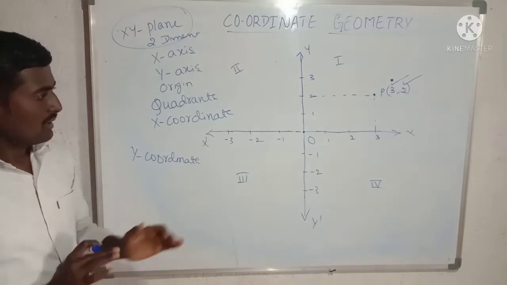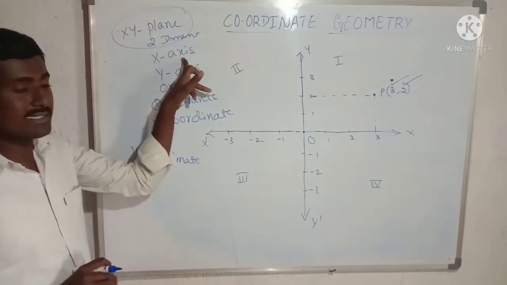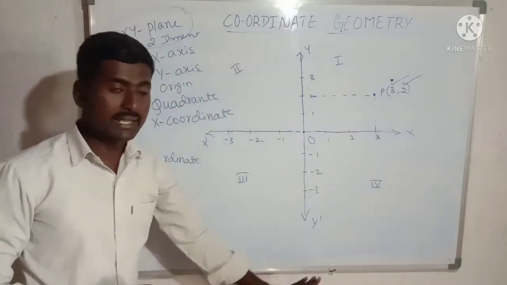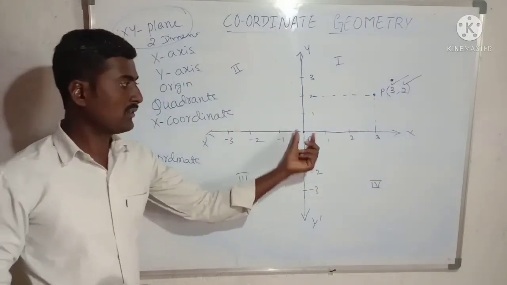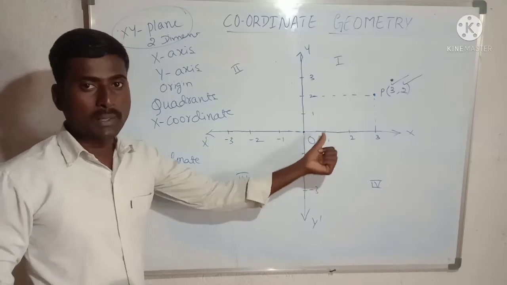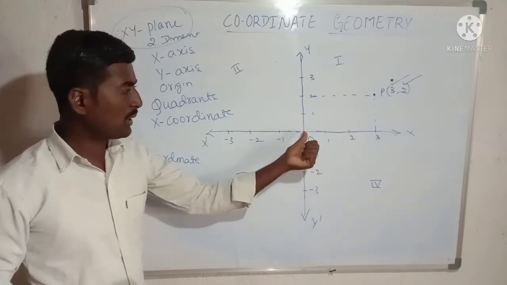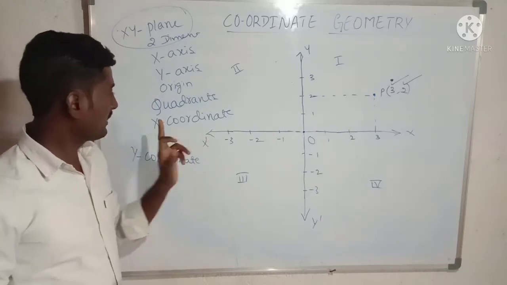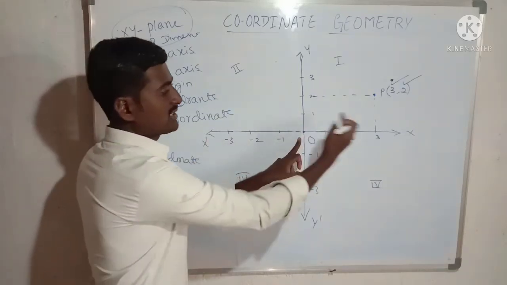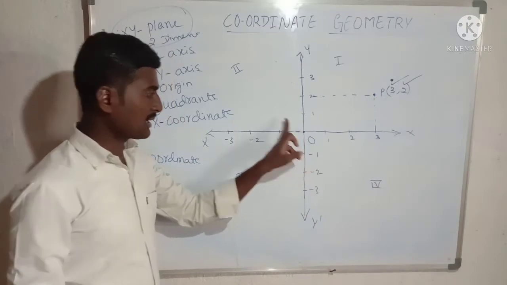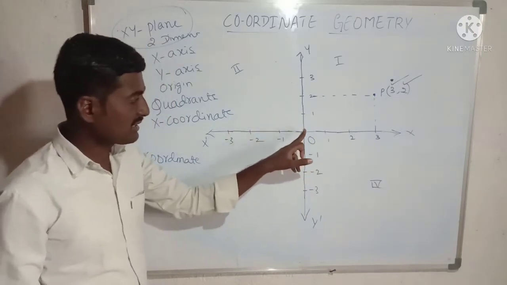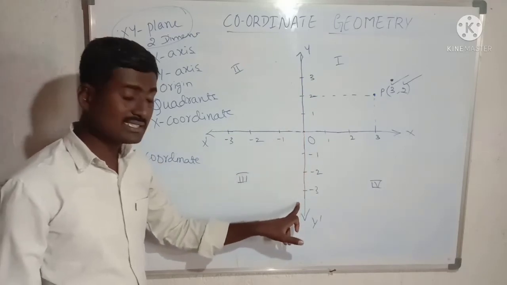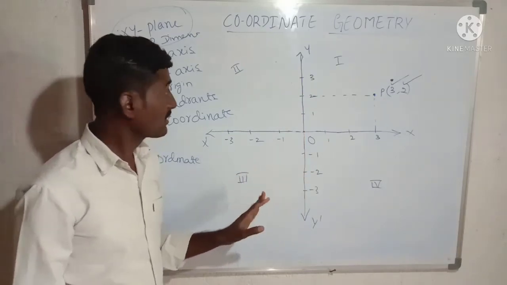Okay. Now, x-axis is nothing but what? Horizontal line. Y-axis is nothing but vertical line. Origin is nothing but the point of intersection of two perpendicular axes, or the point of intersection of x-axis and y-axis. Then right side of the origin is positive x-axis. Left side of the origin is negative x-axis. Upside of the origin is positive y-axis. Downside of the origin is negative y-axis.